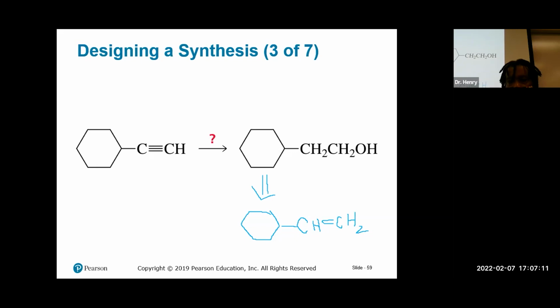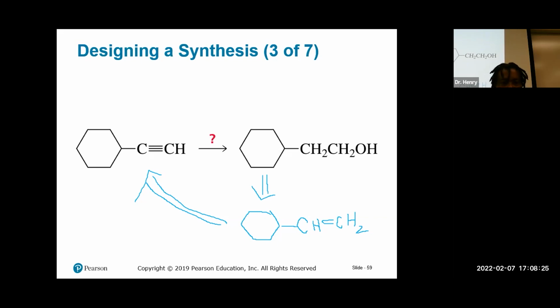1, 2, 3. Okay. You guys with me so far? So then, working our way back, we're going to have a triple bond, right? So we're just going to erase this and go straight to the triple bond. Okay, so now that's retrosynthesis. So how do I get from triple bond to double bond? The reaction starts with H2, that's right.